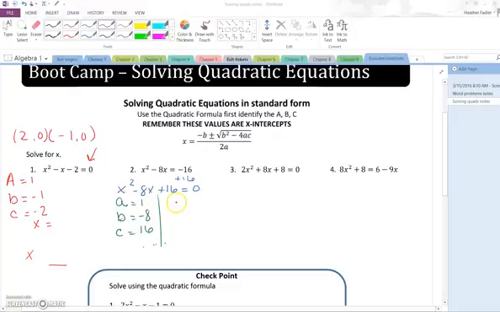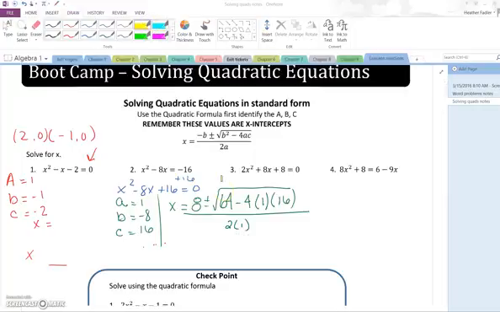I'm going to plug it into my formula. x equals the opposite of b, which is 8, plus and minus the square root of b squared. So that would be 8 squared, which is 64, minus 4 times 1 times 16. Everything's being divided by 2 times 1. Okay, next up, we're going to simplify what's under the radical. So 64 minus 4, parentheses, 1, close your parentheses, open a parentheses, 16, close it. And you should have gotten 0.